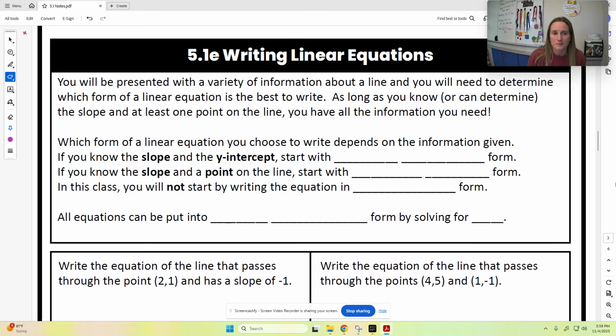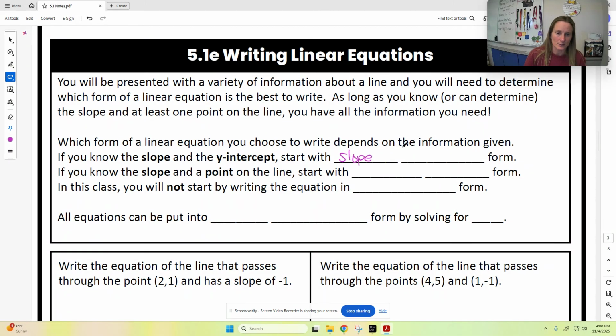So, you're going to be presented with a variety of information about a line, and you're going to need to determine which form of a linear equation is the best to write. As long as you know or can determine the slope, and you have information regarding at least one point on the line, you have all the information you need. Whichever form of the linear equation you choose to begin with is going to depend on the information given to you. So if you are given the slope and you are given the y-intercept, the easiest way to write the equation is going to be the slope-intercept form.